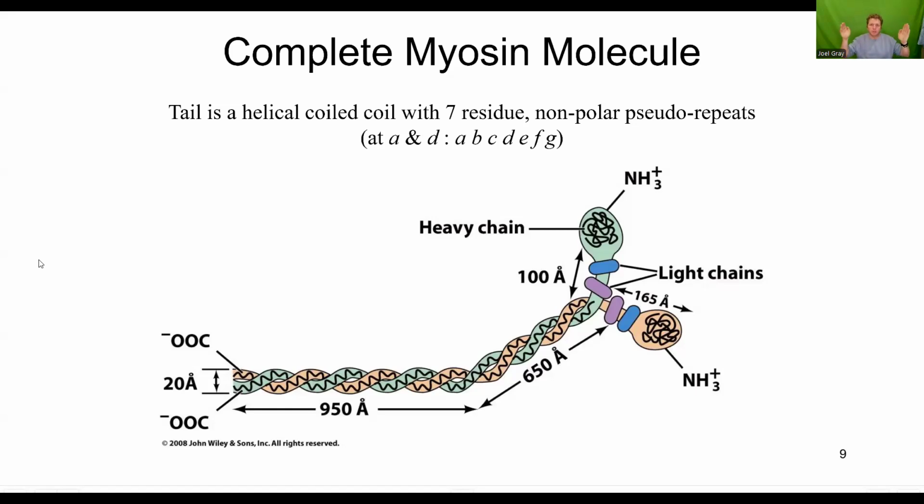The ends, your bookends, are your Z discs. What's helpful for me is I think about what's the last letter in the alphabet? Z. Z is at the end. Okay, so Z's are at the end. In the middle is your M line. Why M line? Well, midline. It's the midline of a sarcomere.